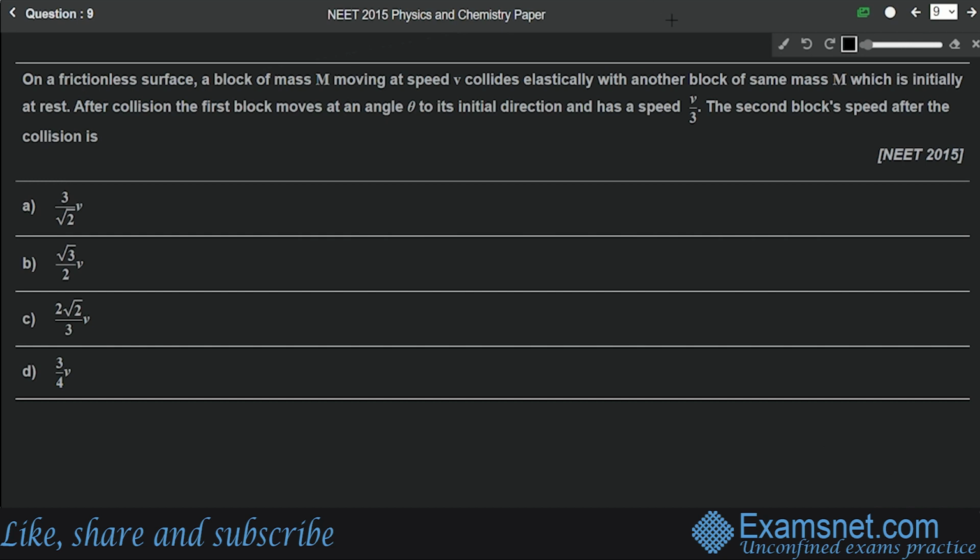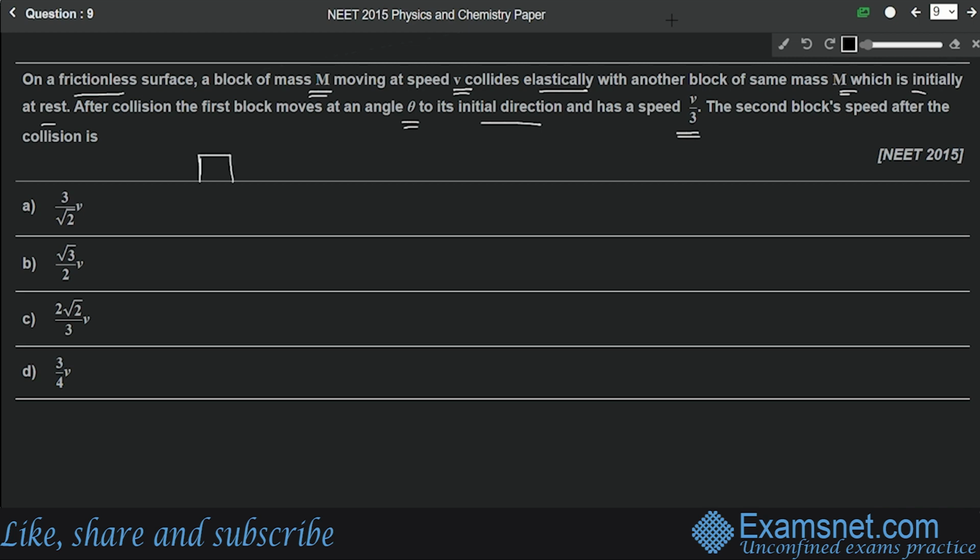Next question is, on a frictionless surface, a block of mass m moving at a speed v collides elastically with another block of same mass m, which is initially at rest. After collision, the first block moves at an angle theta to its initial direction and has a speed v by 3. The second block's speed after collision is.